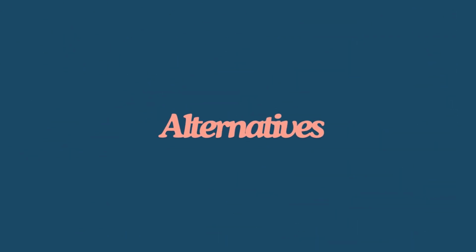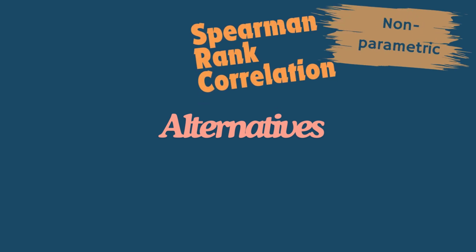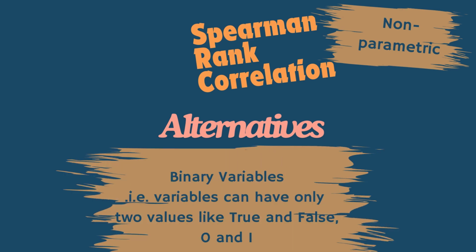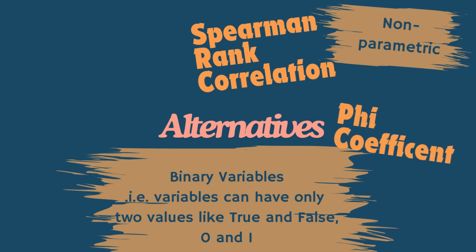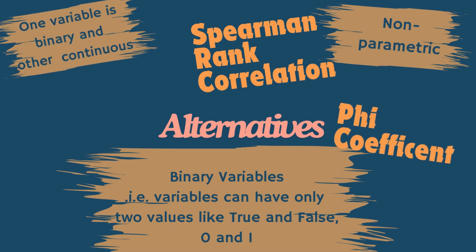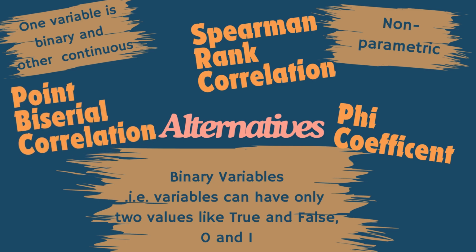There are other alternatives to Pearson correlation coefficient, like Spearman-Rank correlation, which is a non-parametric version of Pearson correlation coefficient. If the variables are binary, that is, they can only have two values such as 0 and 1, then phi coefficient can be used. If one variable is binary and the other is not, be it continuous or discrete, then point biserial correlation is used.